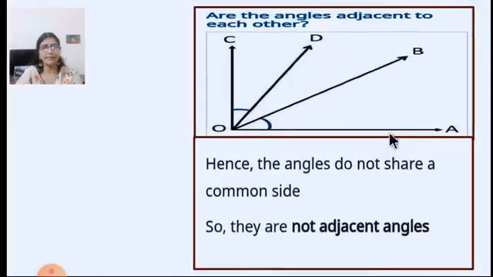Now this is an example. You have to find out, are the angles adjacent to each other? You can see angle COD and angle BOA, or angle AOB. Are they adjacent to each other? I can see they are not adjacent to each other. Why? Because the angles do not share a common side. Though they have a common vertex, they don't have a common side. This side is not common to both the angles. So they are not adjacent angles.